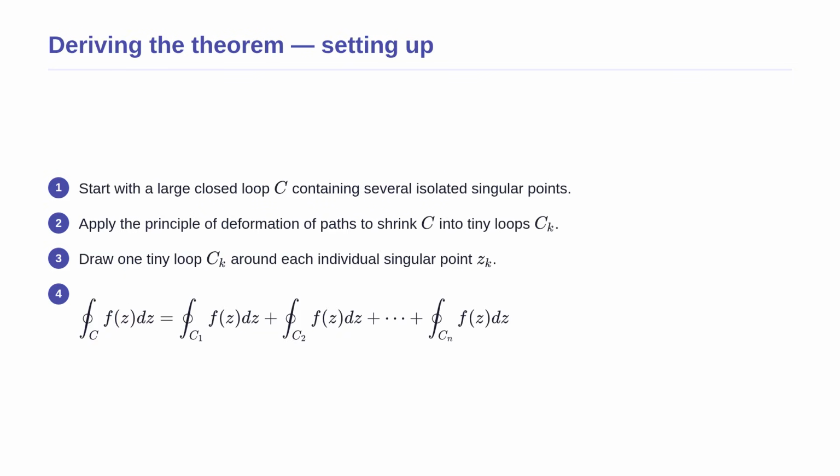Now that we have successfully used this formula, let us understand where this magical shortcut comes from mathematically. We start with a large closed loop C that has several isolated singular points trapped inside it. According to the principle of deformation of paths, which lets us shrink loops as long as we do not cross a bad point, we can shrink our giant loop into several tiny loops. We draw one tiny loop around each individual singular point. This means the total integral around the giant outside loop is exactly equal to the sum of the integrals around all the tiny inside loops.